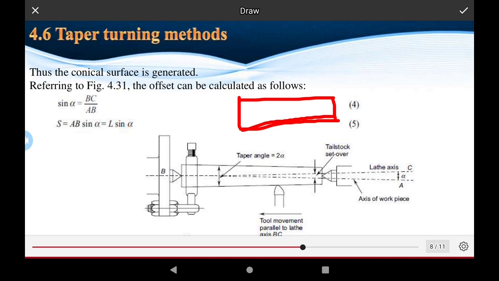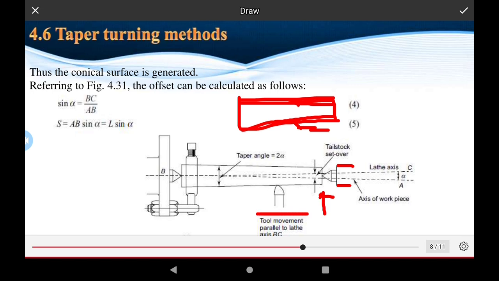Consider a cut for the job. Alpha is the angle on this side, and another alpha is the angle on that side, so alpha plus alpha equals 2 alpha. The 2 alpha is the taper angle. This is the dead center of the machine, which supports the tail face of the workpiece.